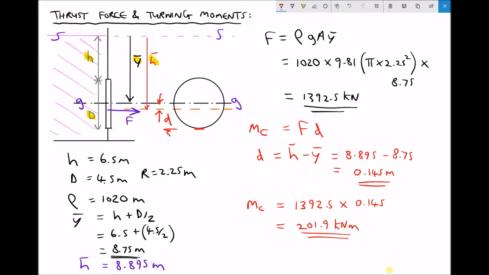So in summary, in the previous video we looked at how to determine thrust force and overturning moments on square submerged surfaces, and in this video we've looked at how to calculate thrust force and turning moments for a submerged circular surface.